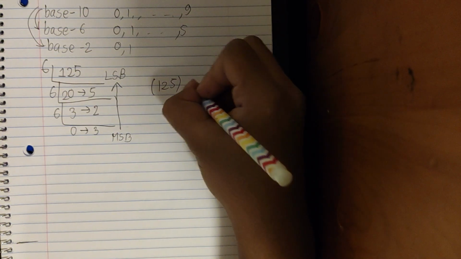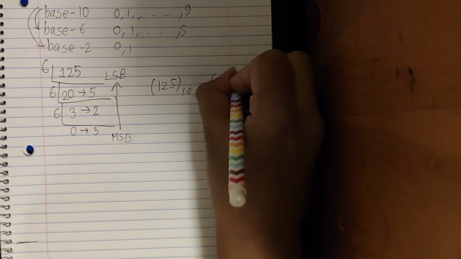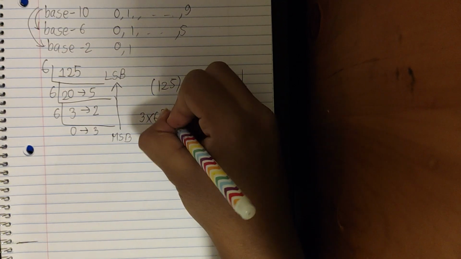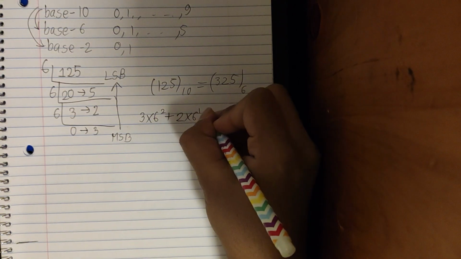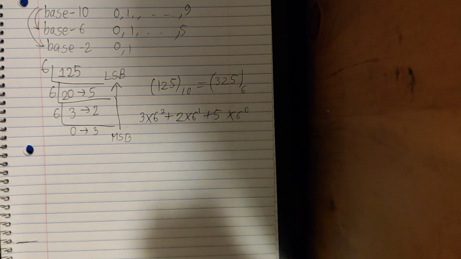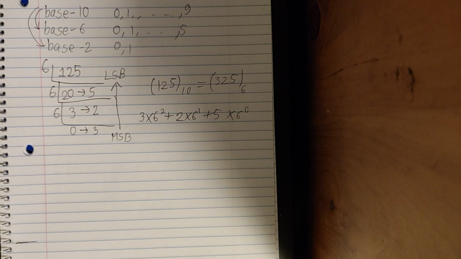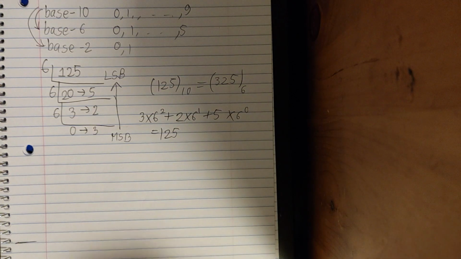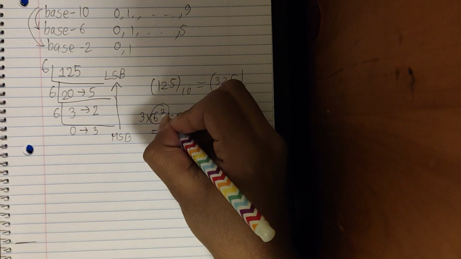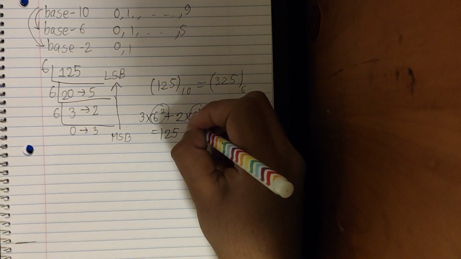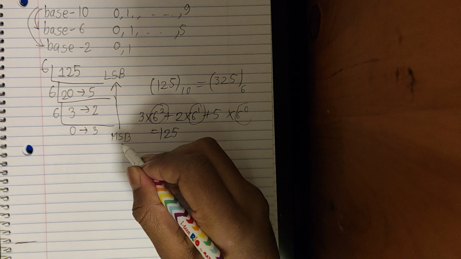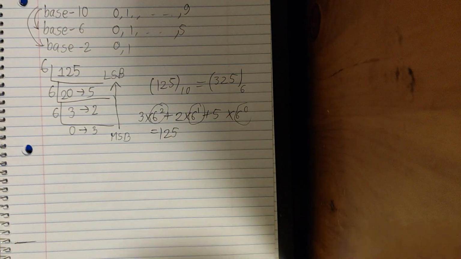Now 125 in base 6 is 325. To check if this is right, we can do 3 times 6 squared plus 2 times 6 to the power 1 plus 5 times 6 to the power 0, and see if this adds up to 125. If we do that on a calculator, yeah, it adds up to 125. Now if you look here, 3 has the highest weight, which is 6 squared. If you go to 2, it decreases, it's 6 to the 1, and 5 has the lowest. That's why 3 is the most significant bit and 5 is the least.